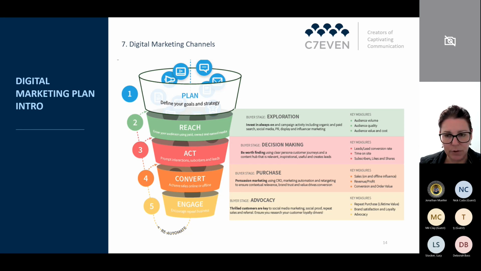And when we're talking about conversion, we're obviously looking at physical sales. We're looking at shopping cart purchases. We're looking at revenue, profit. Conversions, order value, so customer sales, average customer sale value, that sort of thing.